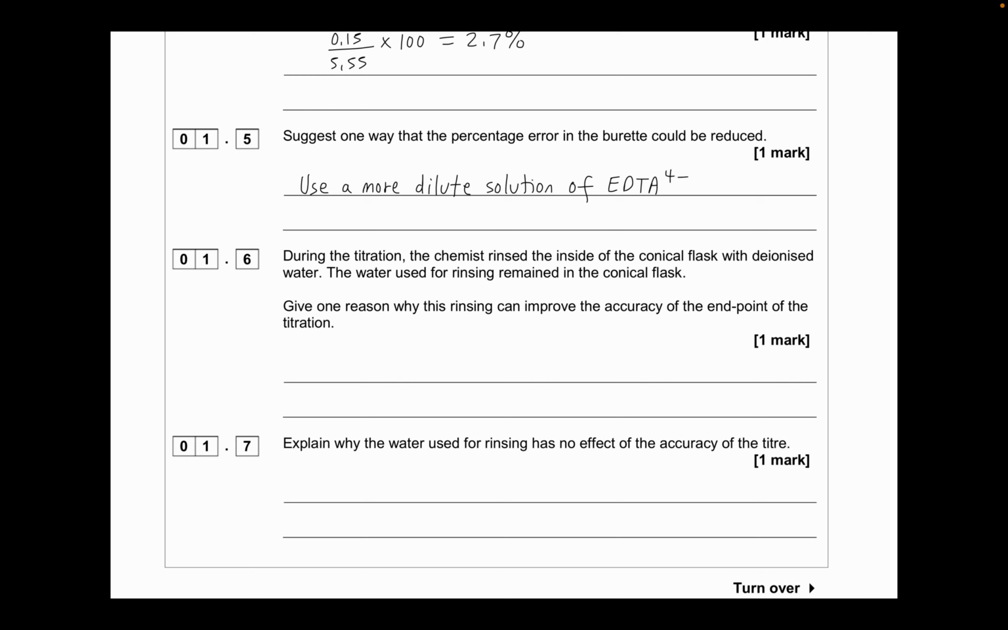Okay, there are alternative ways, or if you check their marking schemes, these are some of the other points as well. You can use a dilute solution. They apparently write this as well. You can dilute the solution of EDTA 4-. This is another point that they mention. Or you can also mention that you can use a larger than 25 cm cubed volume of water. These are some of the 3 points that you can write in this case.